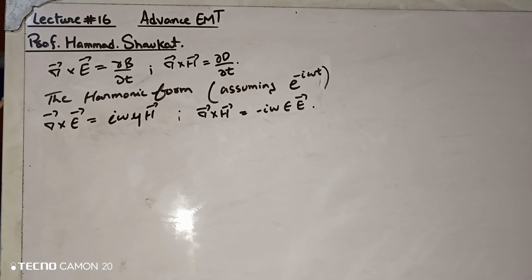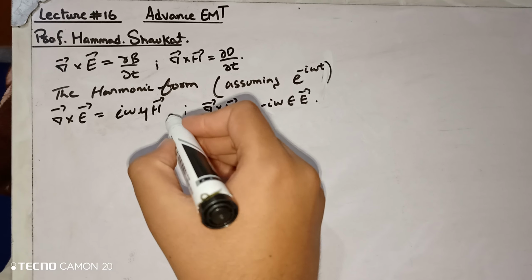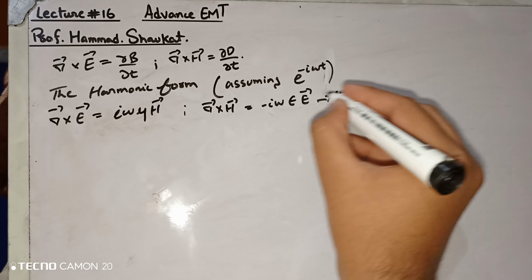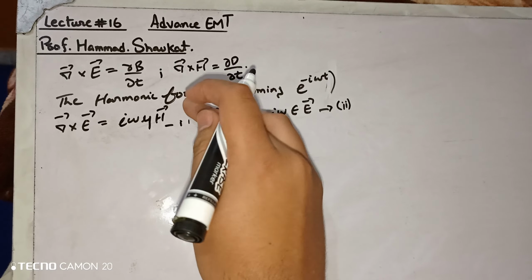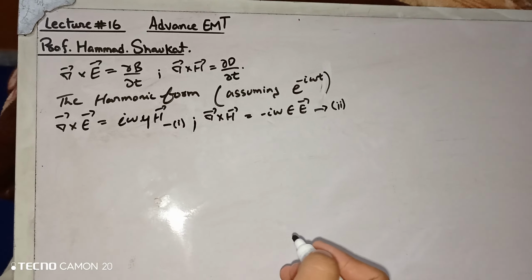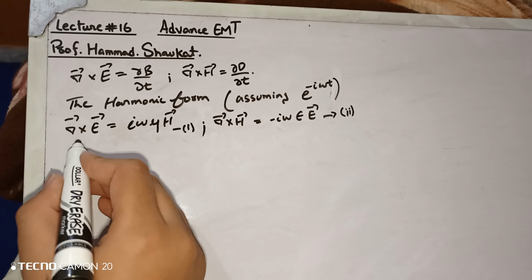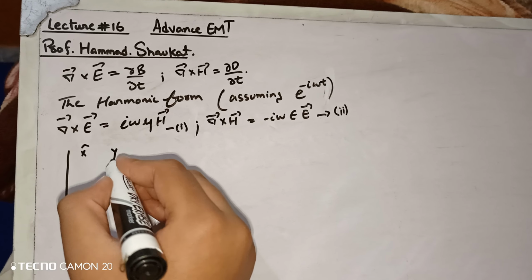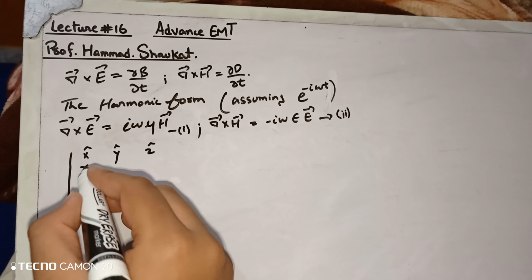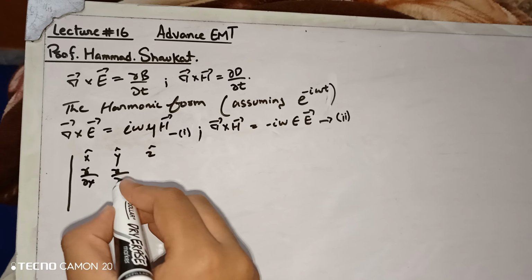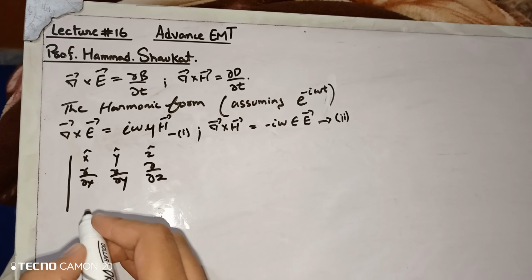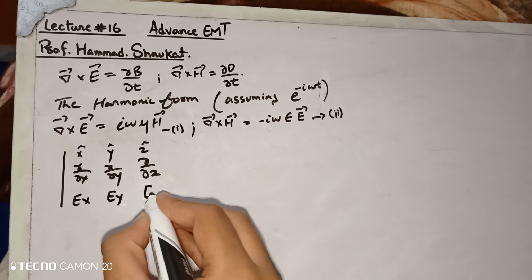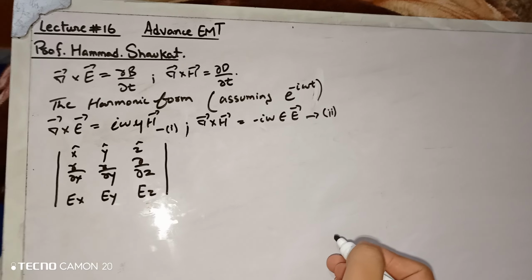Okay, so now let's resolve these equations first. Take this equation as 1 and this equation as 2. Let's solve 1. We have to take the cross product. How can we take the cross product of the electric field? This is x, this is y, this is z, this is partial by partial x, partial by partial y, partial by partial z, and then Ex, Ey, and Ez. This is how you can take the curl.